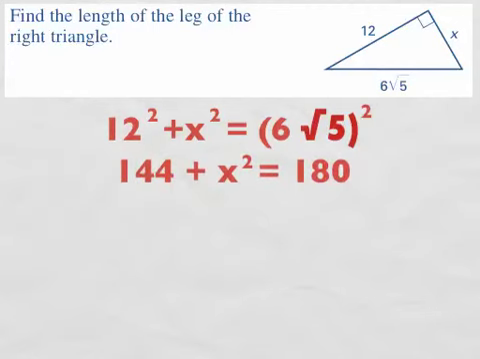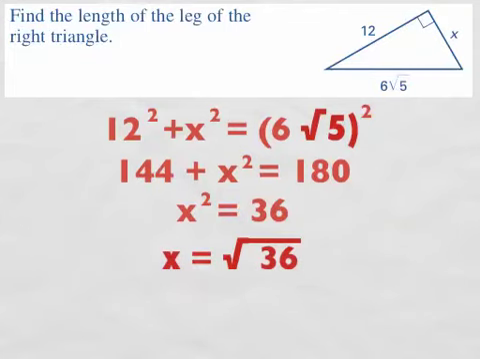And then 12 squared was 144. So I have 144 plus x squared equals 180. I need to subtract 144 from both sides, which gives me x squared equals 36. When I take the square root of both sides, I get x equals the square root of 36, which is a perfect square, which is 6. This question didn't ask us to tell whether this is a Pythagorean triple or not, but this set of three numbers would not be a Pythagorean triple because 6 square roots of 5 is not a whole number.